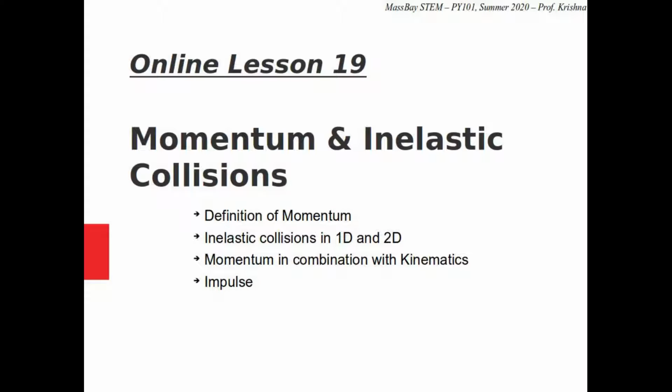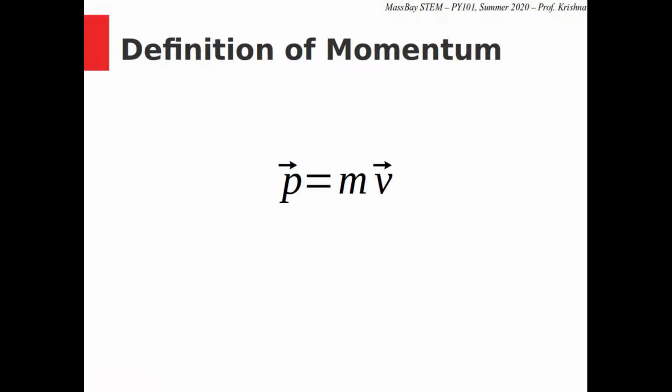Momentum is the fourth major topic in physics after kinematics, forces, and work and energy. In this video, we will introduce the concept and look into several examples. Momentum is symbolized with the letter P. It is defined as the mass of an object times its velocity. Since velocity is a vector, momentum is also a vector.